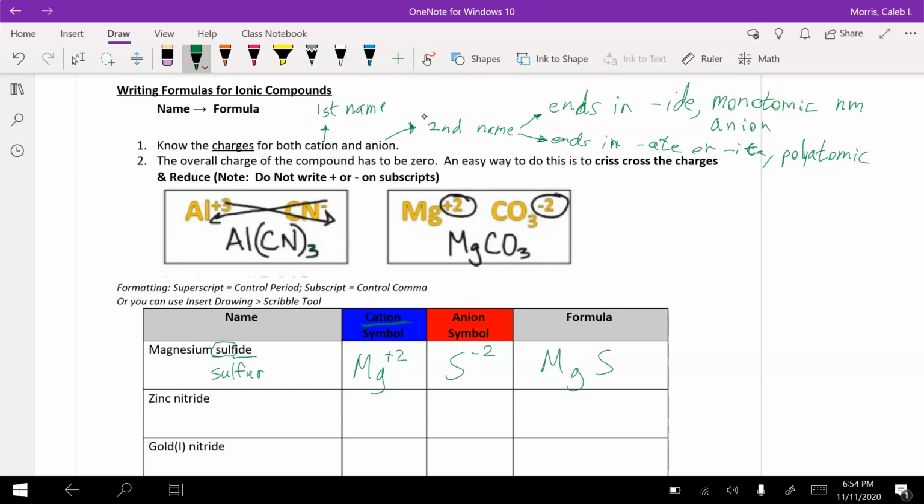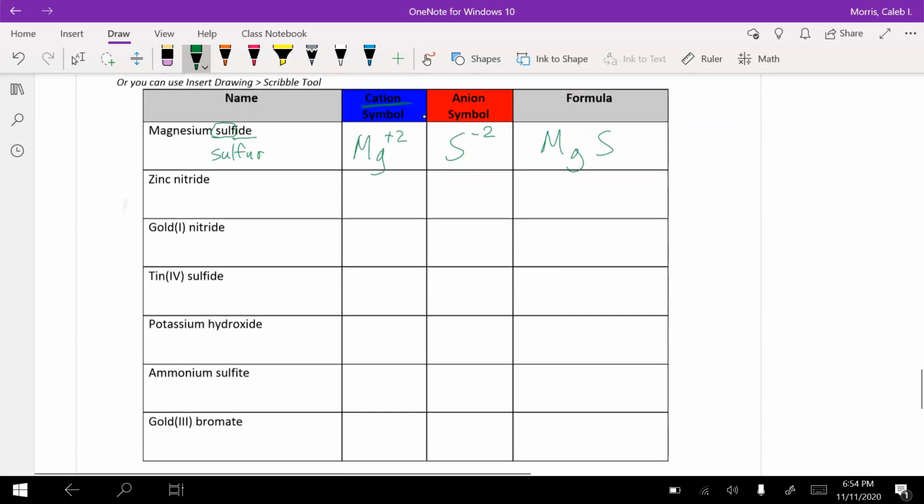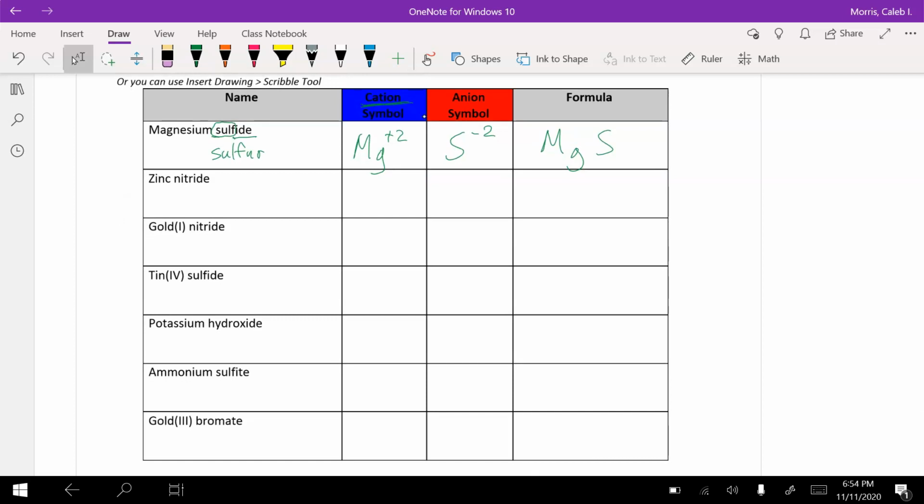Let's go to the next one. And by the way, if you're catching on, if you get the hang of this, try the next one, pause the video, and see if you get the same answer that I do. Zinc nitride, Zn, and nitride, it ends in "ide," so let's see, what starts with nit that's a nonmetal? That would be nitrogen, which is capital N. So I'm going to find Zn and N, and I'm going to try to figure out what their charges are.